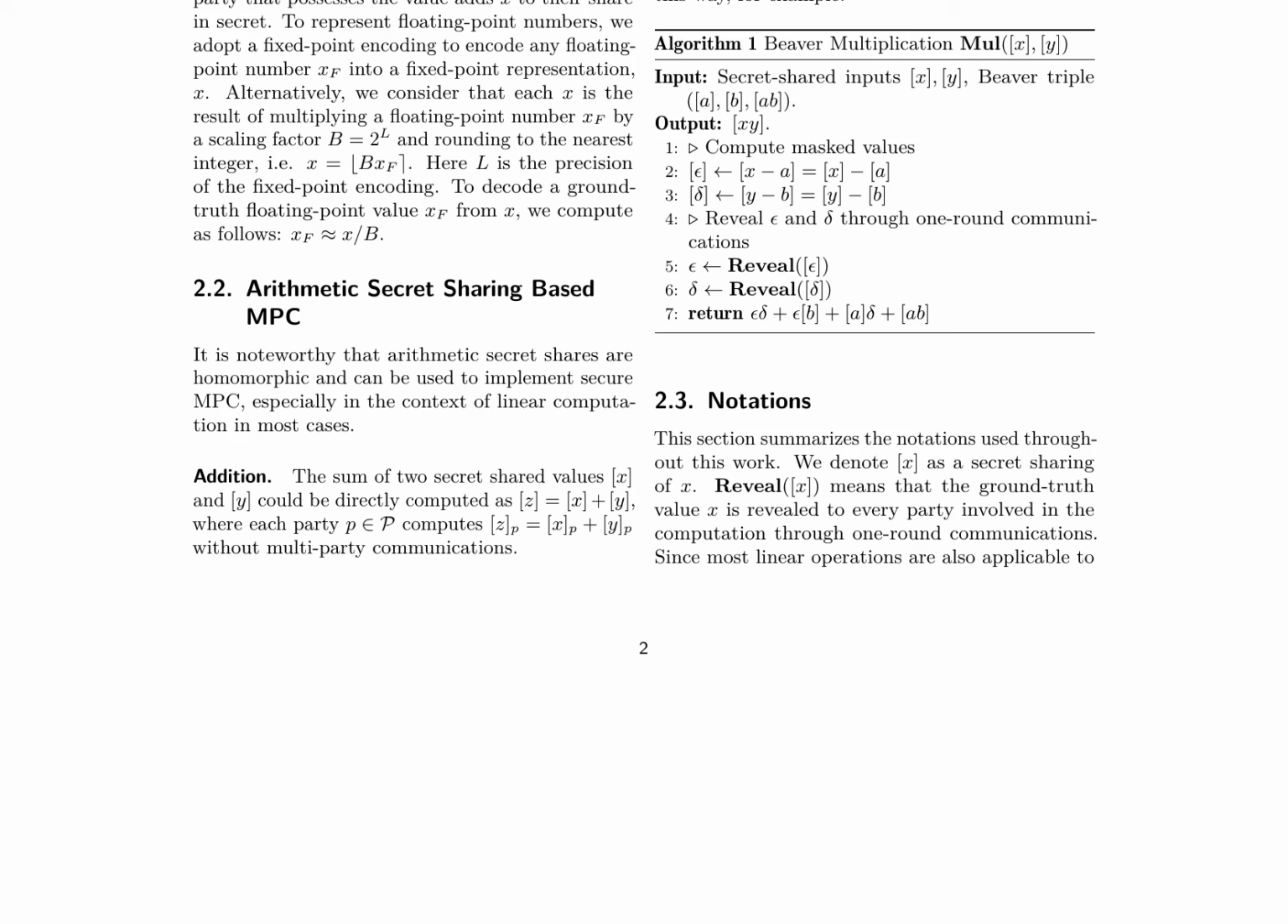For nonlinear functions, the authors note that most works use approximation methods, such as Taylor expansion, Newton-Raphson, and Householder methods, to simulate the outcome of nonlinear functions using only linear operations. Finally, the authors provide notations used throughout the work, including the notation [x] for secret sharing of x and reveal(x) for revealing the ground truth value x to every party involved in the computation.